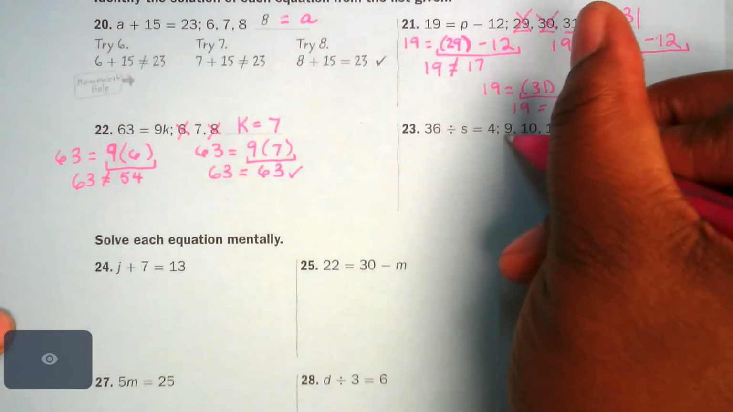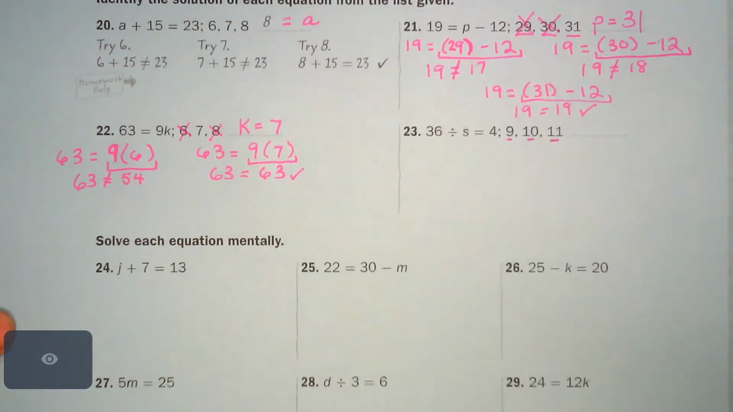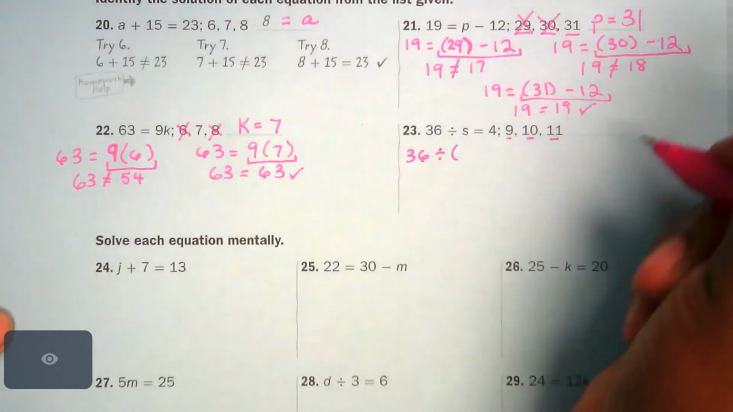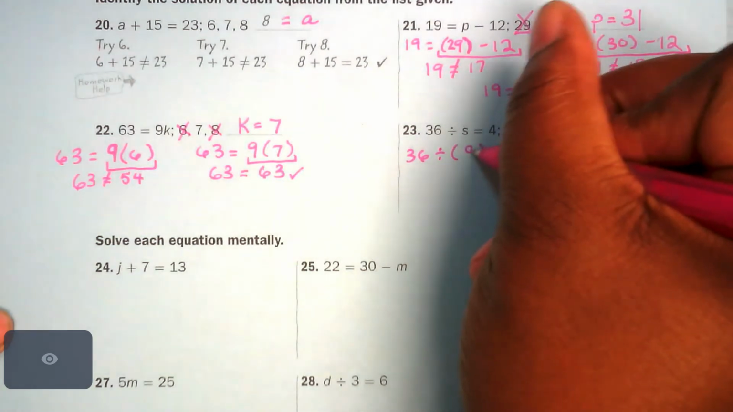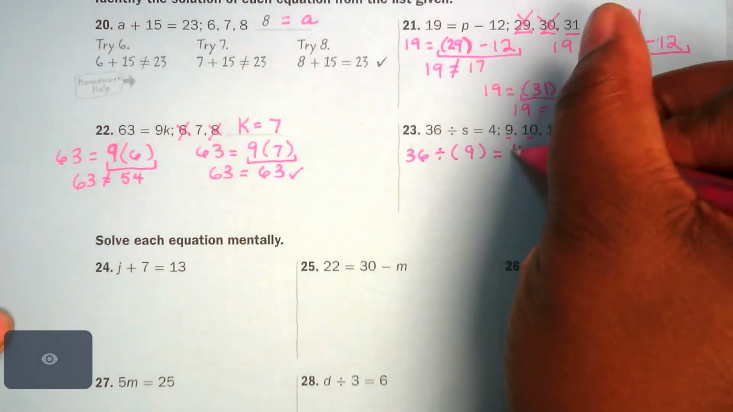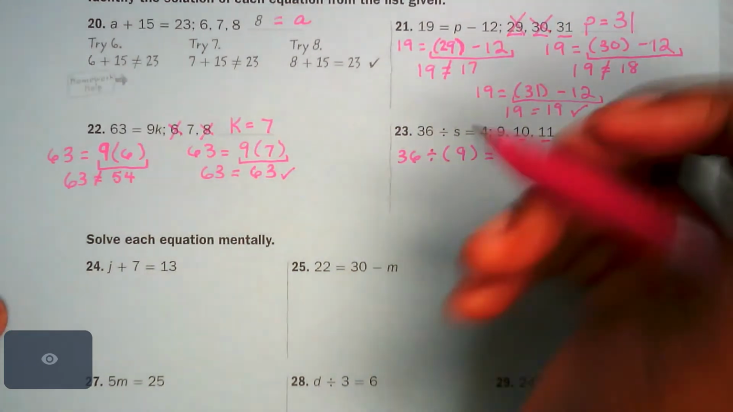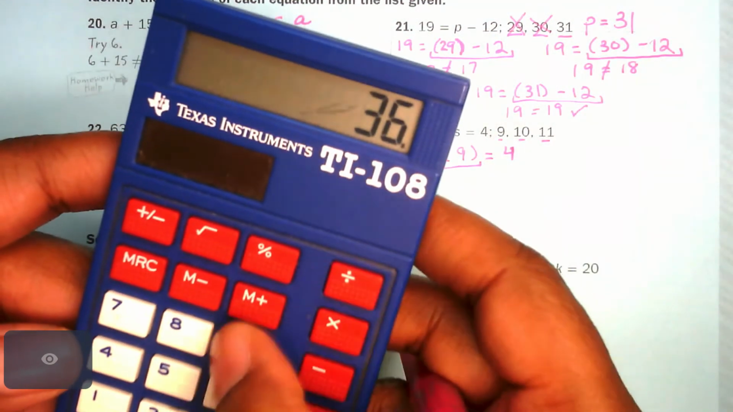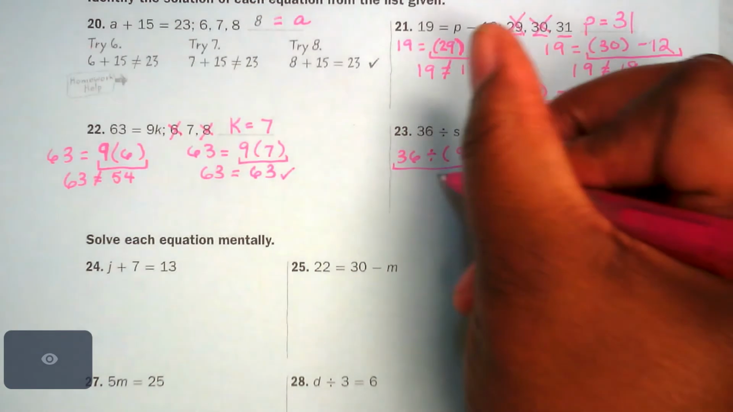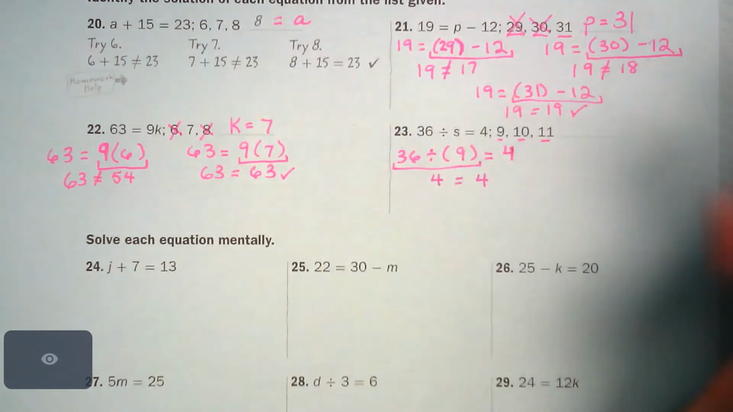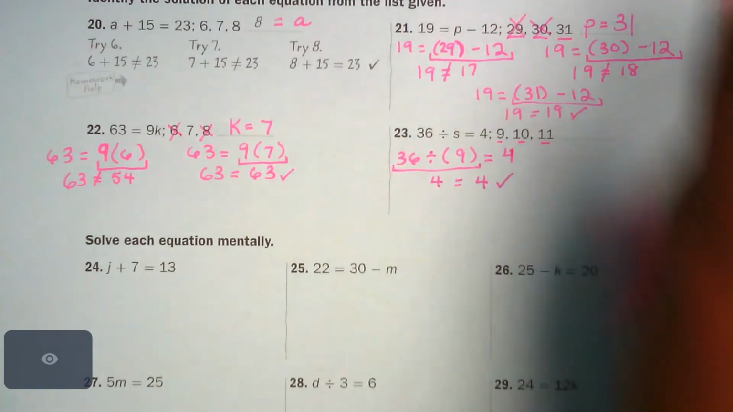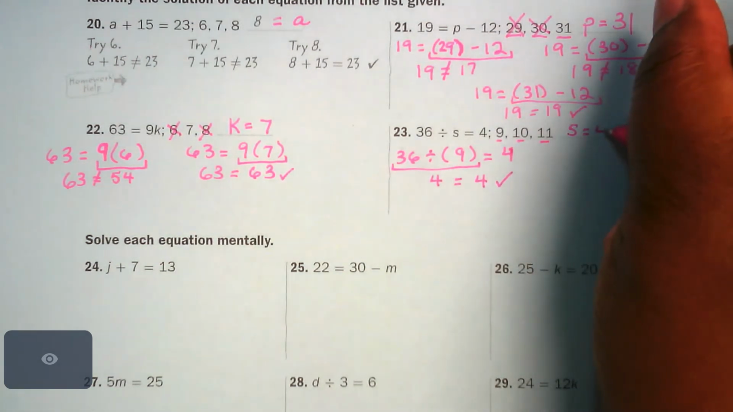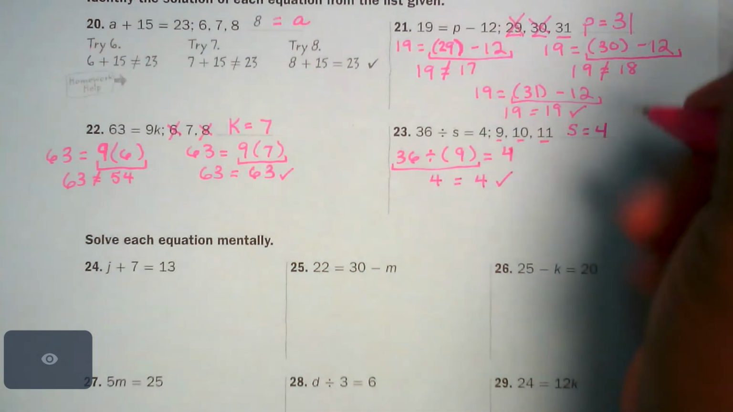We are given the numbers 9, 10, and 11. So let's try 9 first. 36 divided by, I'm going to put a parking space there. I'm going to park that 9 in there. And it should equal 4, if it's true, okay? So let's go ahead and take a look. 36 divided by 9. Look at that, it's 4. Does 4 equal 4? Indeed it does. So now I know that that's correct. My S is equal to 4. I found out the solution.